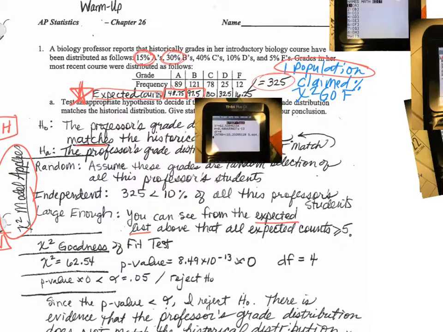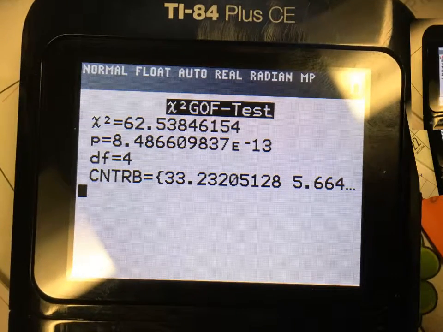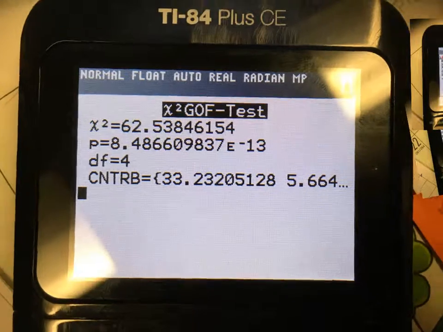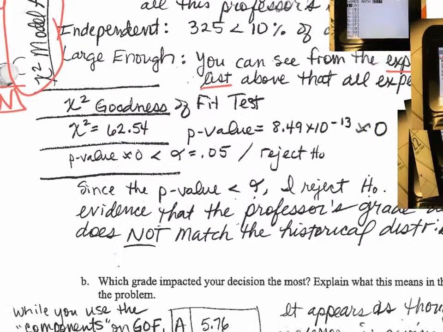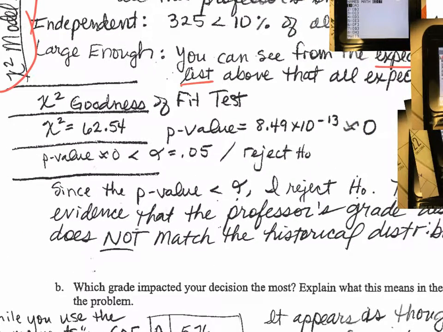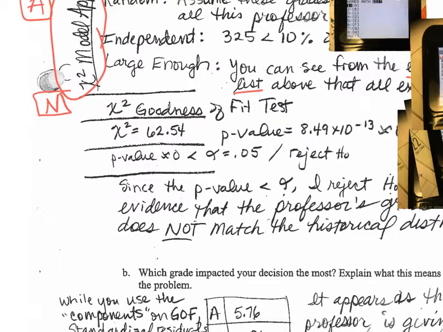When we put it into our calculator, we get that chi-squared, which is quite large. A very high chi-squared is a very low p-value, and that's what I have written down here. So with the low p-value, what are we going to do? Reject that H0.